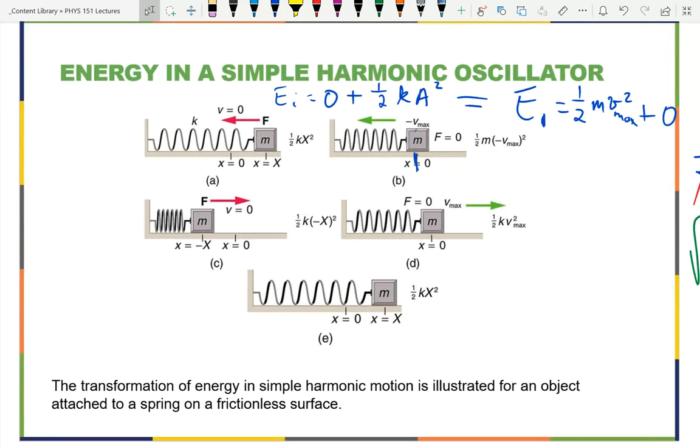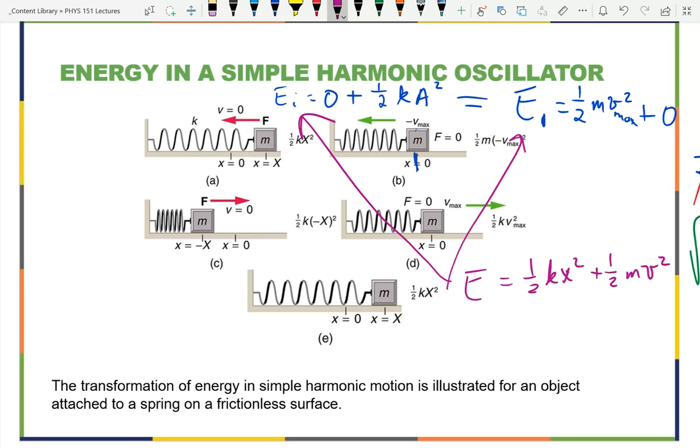Coming back to this energy, we did this energy calculation with the original purpose of being able to relate the amplitude to the maximum speed. But we can take the generic case for any old position. Our energy is equal to 1/2 kx squared plus 1/2 mv squared. And we can say this is equal to that or to that, and make an equation that solves v as a function of x.